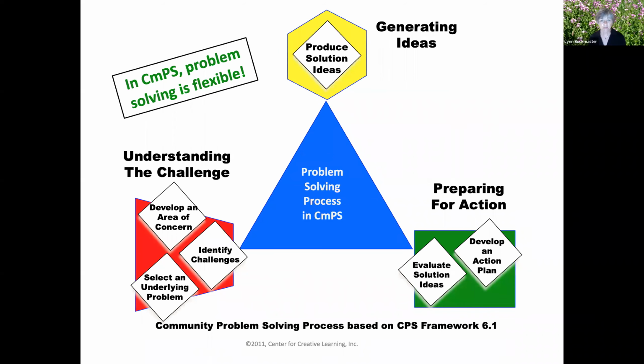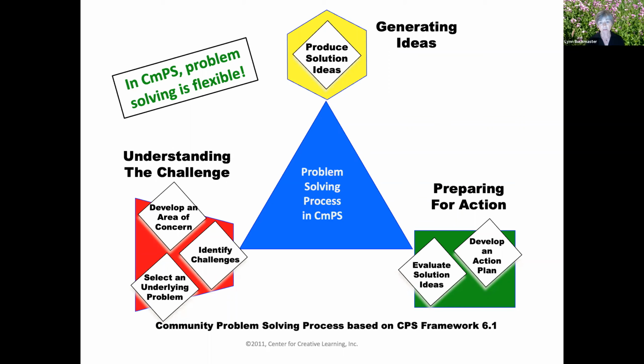And this is just to review that in community problem solving, the process is flexible. You don't necessarily need to start with challenges. You could have an underlying problem in mind. Students have an underlying problem, but they're not coming up with many solutions. They go back to examine their challenges and they rework their underlying problem to cover more ground. Then they are able to generate more solution ideas.